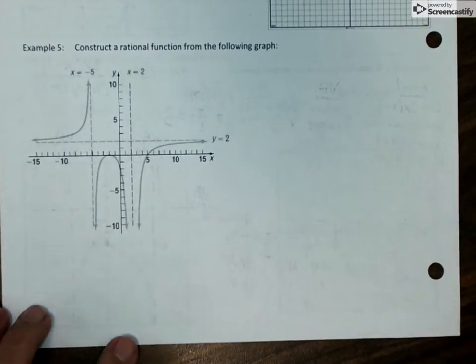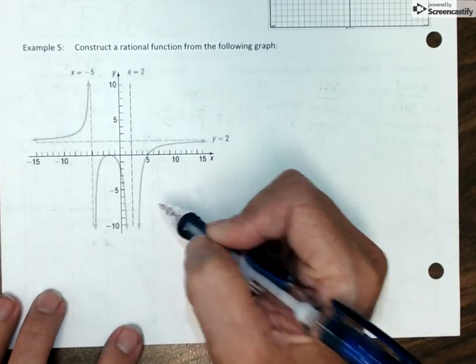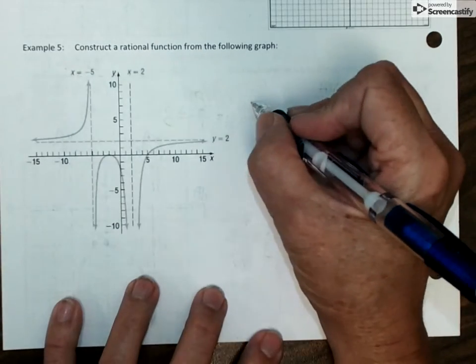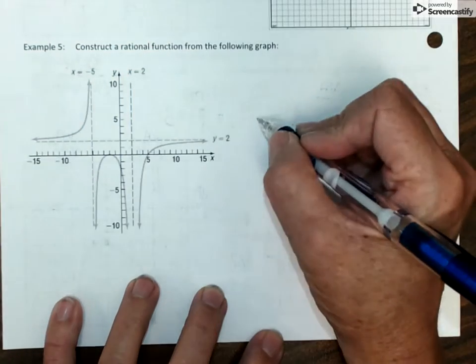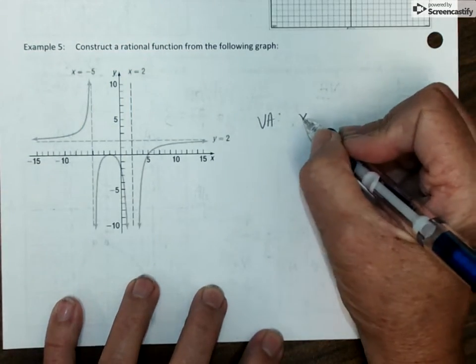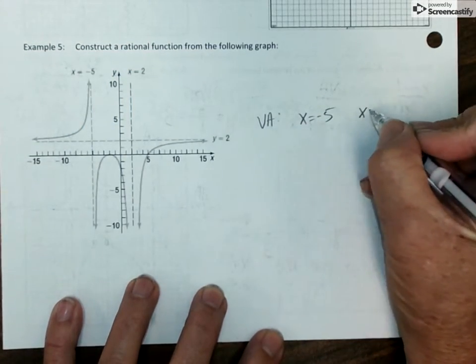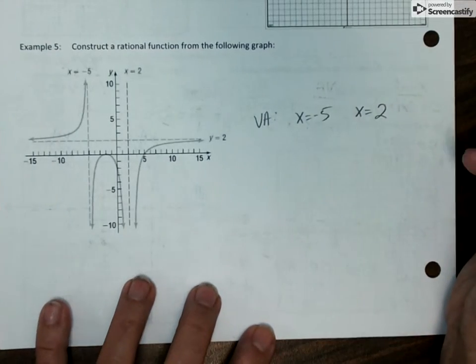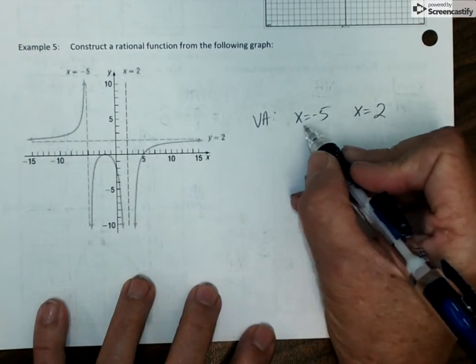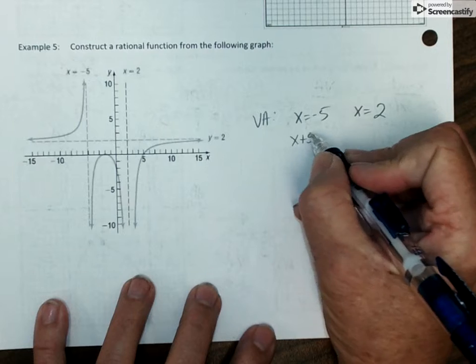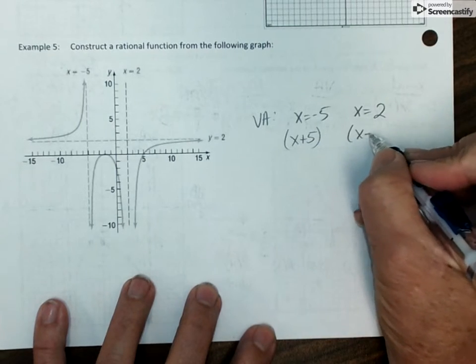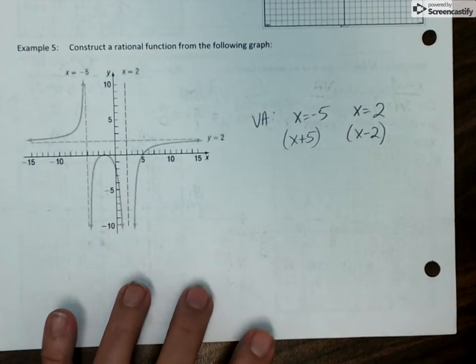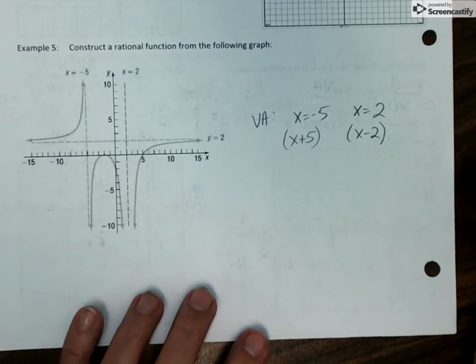5, we're trying to build a polynomial given a graph. So the first thing we've got to do is, I see some vertical asymptotes. So let's go ahead and identify. We've got x equals -5, x equals a positive 2. So the factors that would be associated with this would be x plus 5 and x minus 2. Those would be my factors for the vertical asymptote.